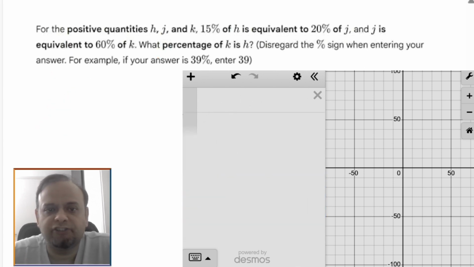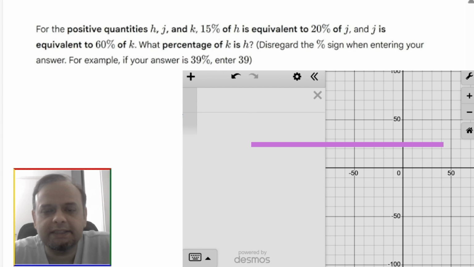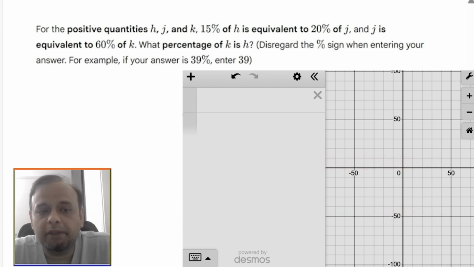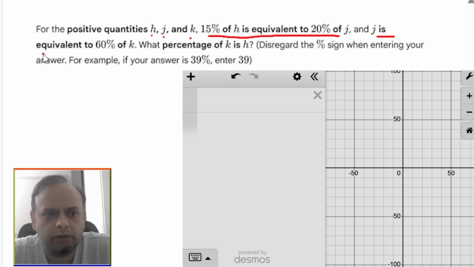Let's do question 4. Now this is a percentage question and most people are not going to use Desmos for it. But you can, because it is basically giving us a lot of relationships. I definitely see 3 unknowns, h, j and k, and maybe a few other things. There seems to be one relationship here, right, and another one here, and they want something. All right, so we are going to use all of this information, just put it on Desmos, and let's see if Desmos can answer it for us.